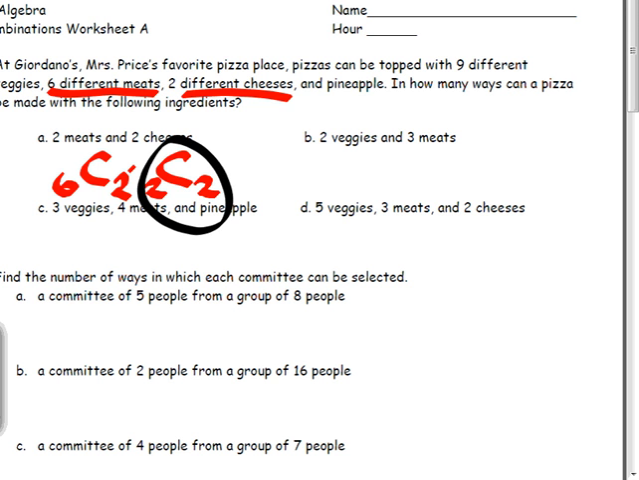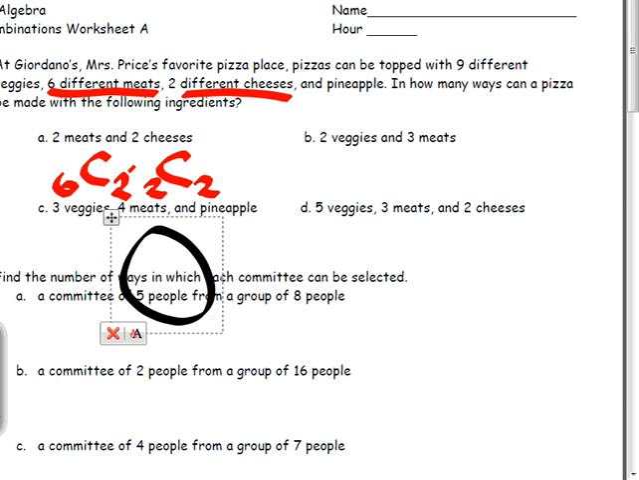When you put in 2C2 on the calculator, do you know what the answer is going to be? 1. Because if you have 2 things and you're going to choose both of them, how many ways can you do that? Just 1. You have to take them both. So you'll maybe get faster at putting this into the calculator, but this one would just really be 6C2 because the other one's just a 1.